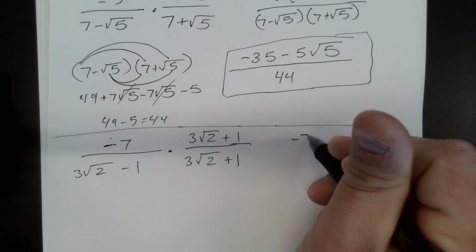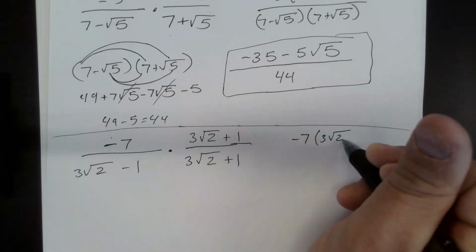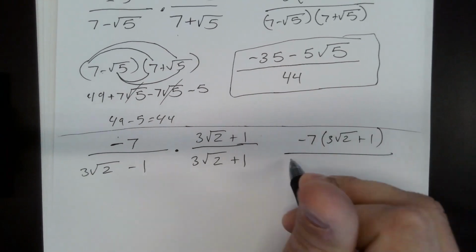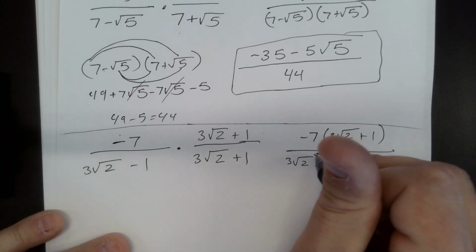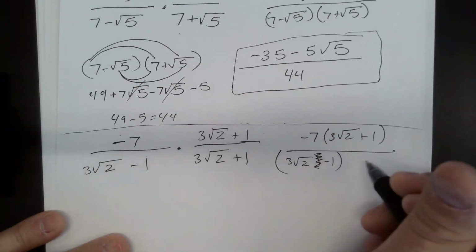So now our problem is going to be -7 times 3 square root of 2 plus 1. On the bottom, it's going to be a, I jacked that up. It's going to be a foiling problem.